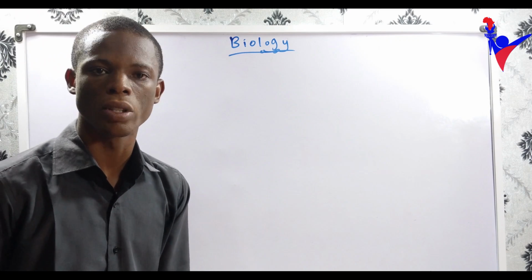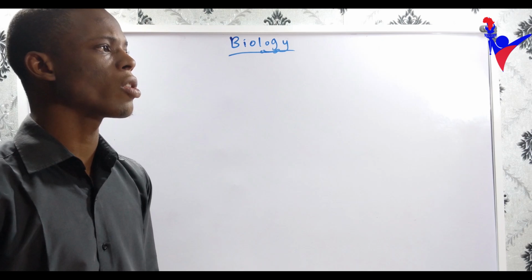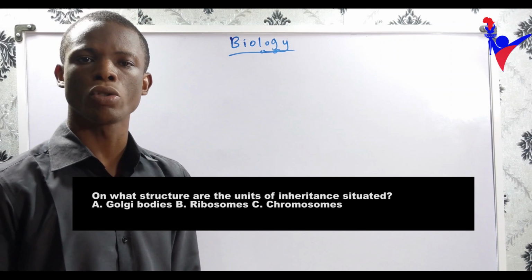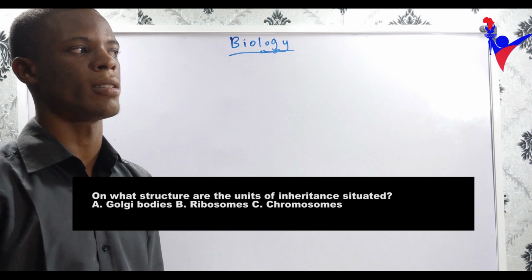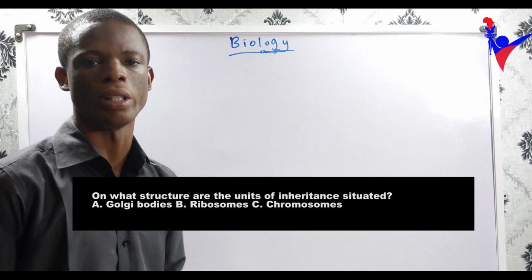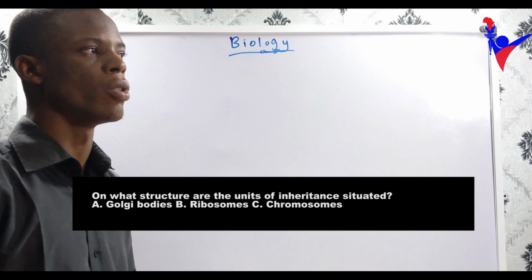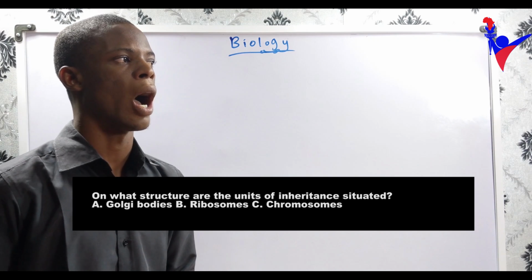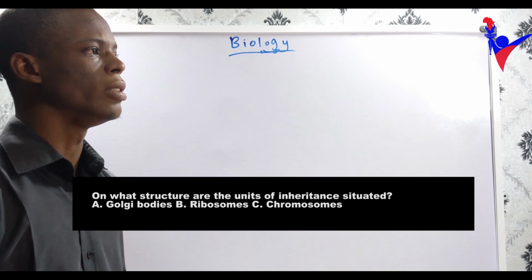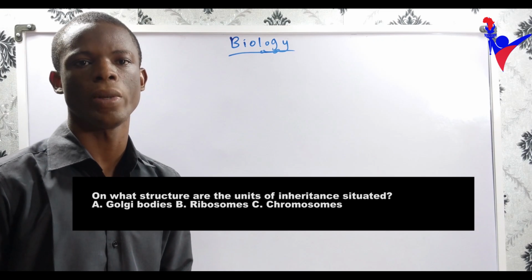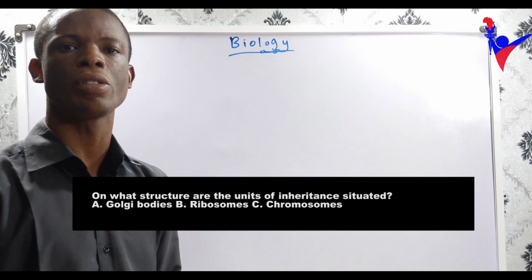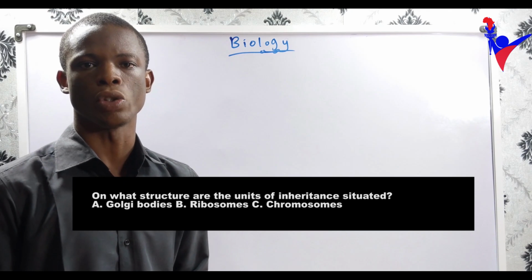The first question on our list is: on what structures are the units of inheritance situated? The first option is the Golgi bodies, the second is the ribosome, the third is the chromosomes, and the fourth is the endoplasmic reticulum. So we are being asked on what structures the units of inheritance are situated.